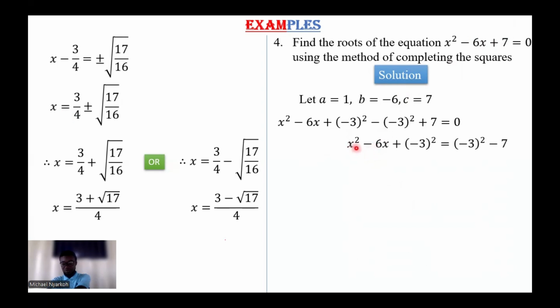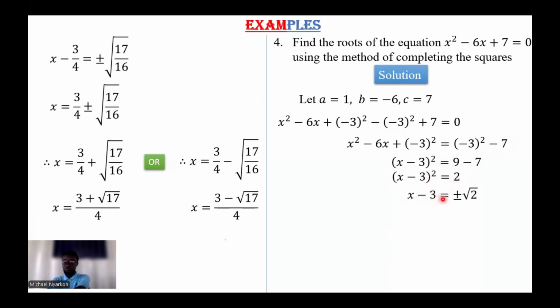This will give us x squared minus 6x plus, in a bracket, negative 3 squared. And then it's going to be equal to, removing the negative into a bracket, negative 3 squared plus 7 all to the other side of the bracket. And that gives us negative 3 squared minus 7. So, okay, and this finally gives us x minus 3 all squared equals 9 minus 7, and then that says x minus 3 squared equals 2.